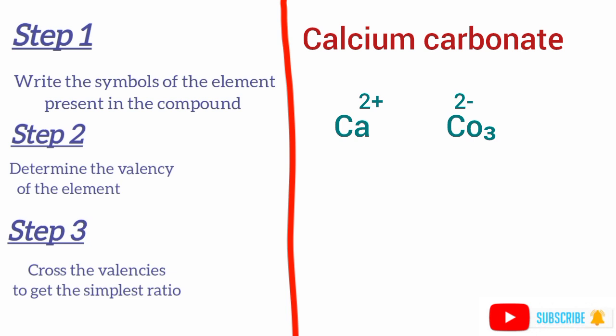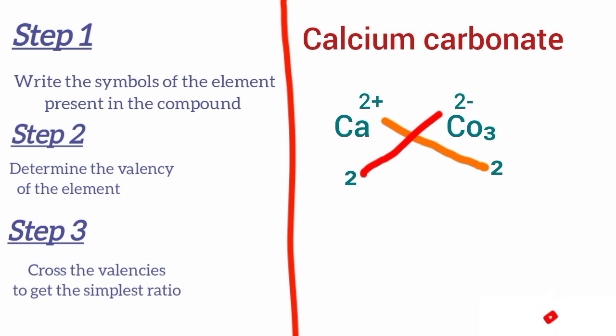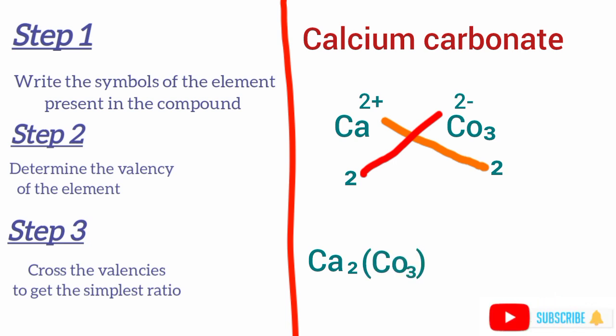Next, we cross the valencies to get the simplest ratio. So the 2 on calcium goes to carbonate, and the 2 on carbonate goes to calcium. So this becomes Ca2. Since carbonate is a polyatomic ion, you have to put it in brackets. So this is open bracket CO3, then close bracket 2.